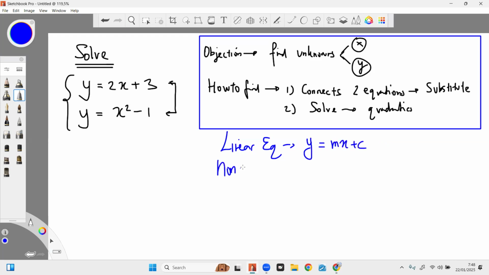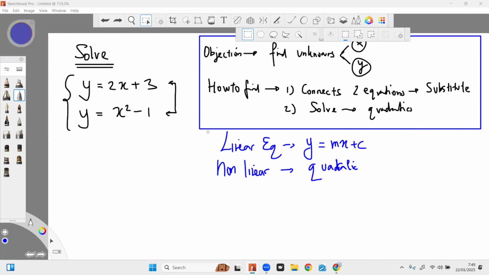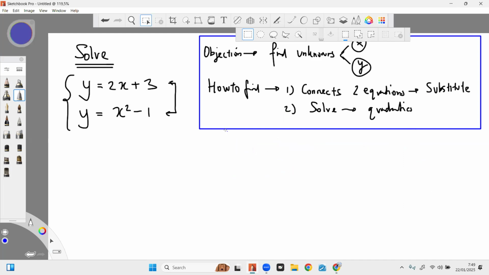The nonlinear equation can be various. Nonlinear might be quadratic here, a specified quadratic equation. And then cubic equation, you're going to learn it in Sec 4 or Sec 3, I don't remember. But we're going to continue the linear with the nonlinear, which is mostly about quadratic. Why? Because we try to solve the x and y. So this is our objective. Find the unknowns. Find the x and y. If you have it in terms of a and b, find a and b.